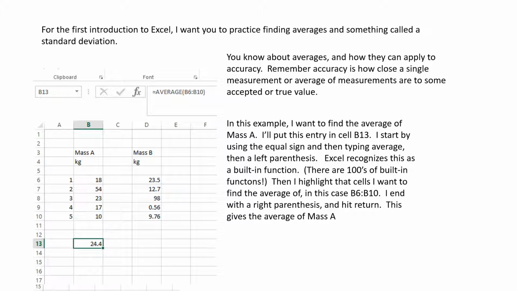This will automatically give me the average of mass A. That will be located in cell B13. So, finding the average of mass A, B13 now has the computed average of cells B6 through B10.